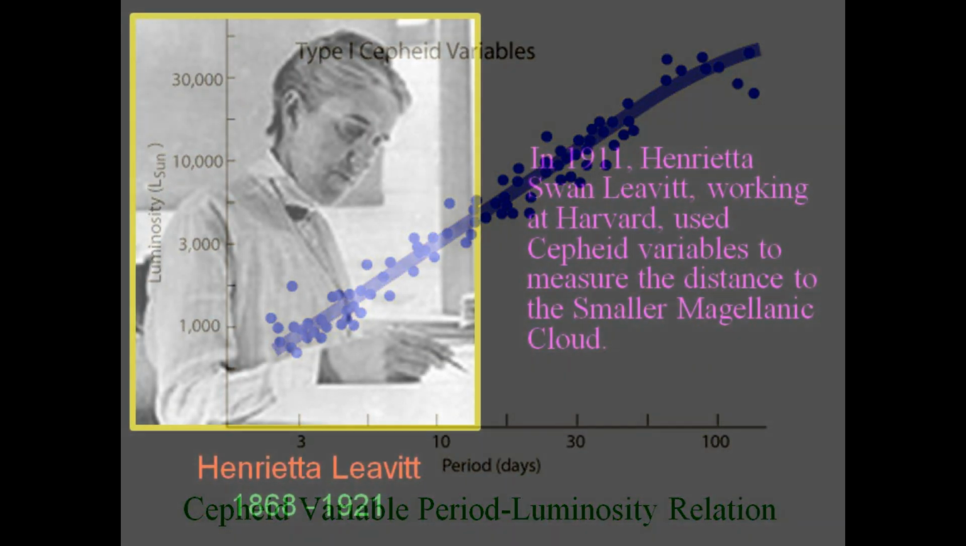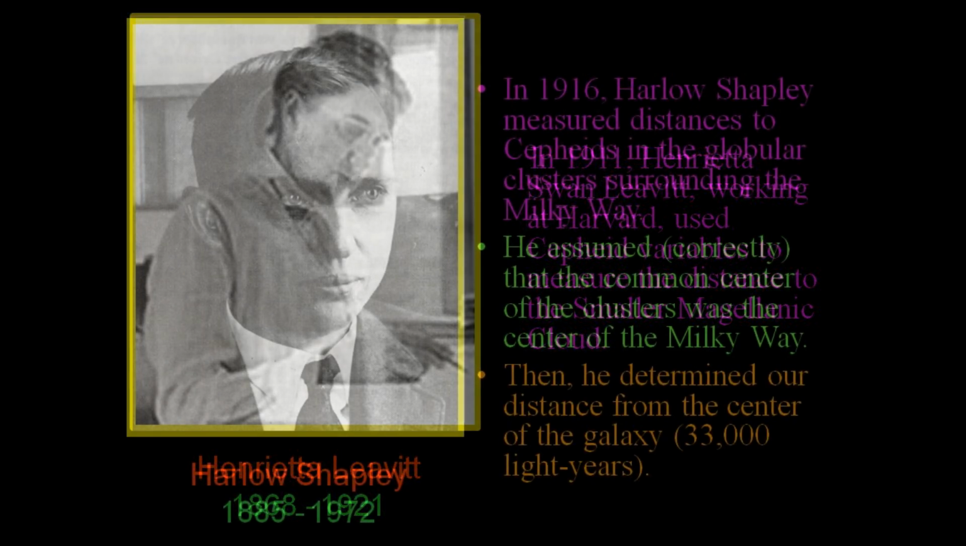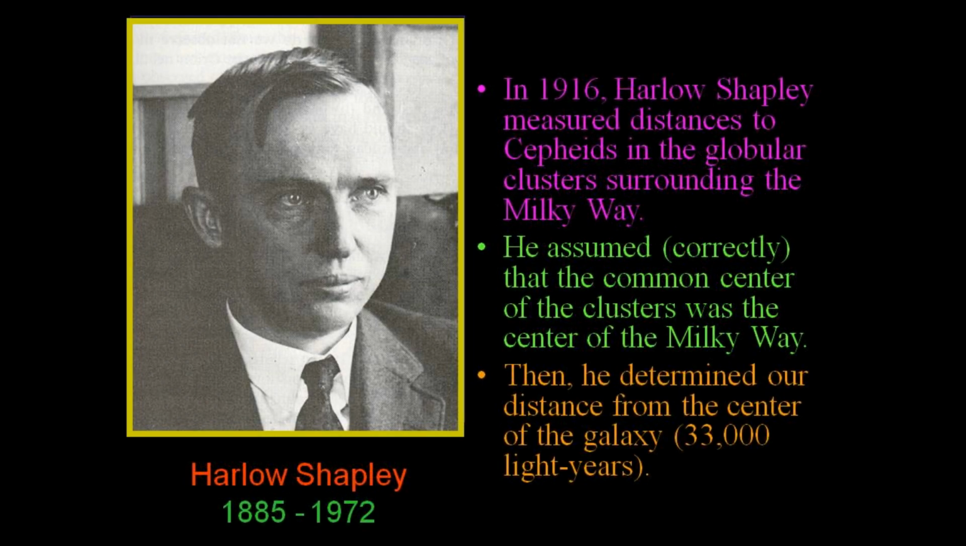The heroes of the story were Henrietta Leavitt in 1911, measuring the distance to the Small Magellanic Cloud, one of our satellite galaxies, with Cepheid variables. Harlow Shapley, a few years later, measured the distances to all of the globular clusters surrounding the Milky Way, and correctly assumed that since they were around the center of the galaxy, if he took the average distance to all the different globular clusters, he would see how far we were from the center of the Milky Way and get a pretty good idea of the size of our galaxy and where we were in it. So that was a major contribution.